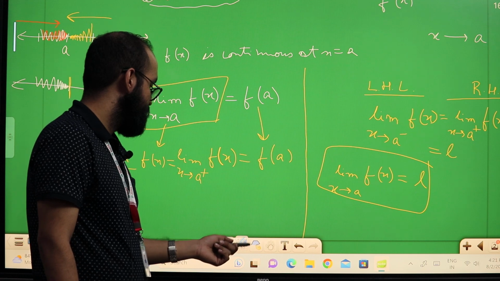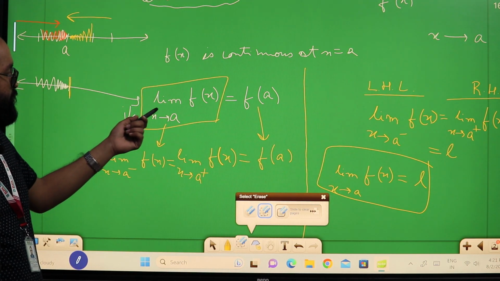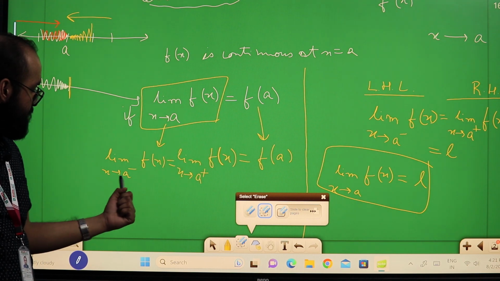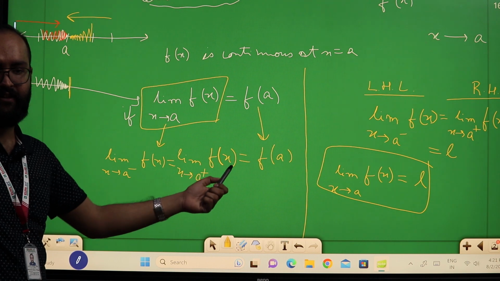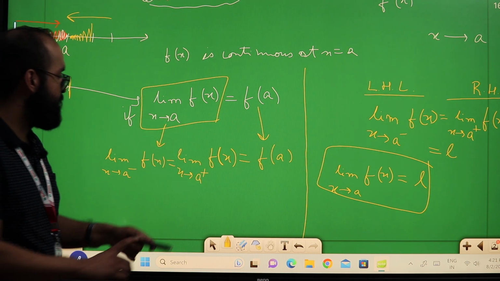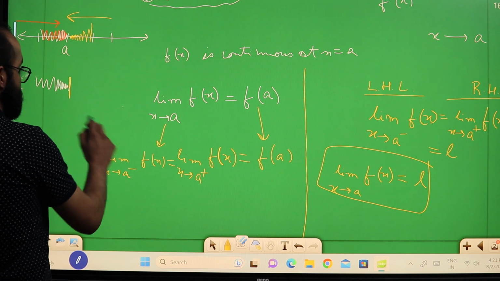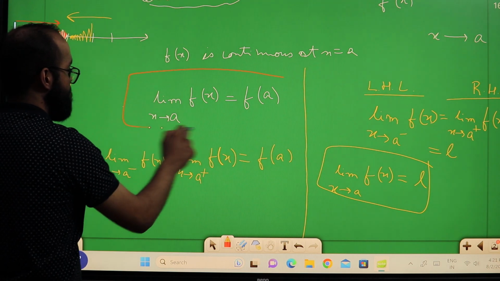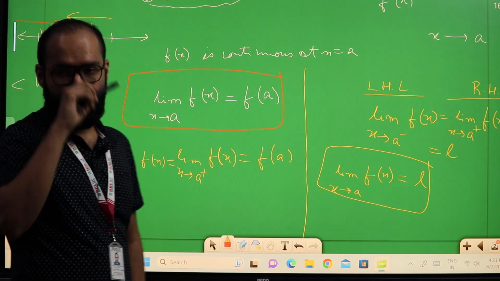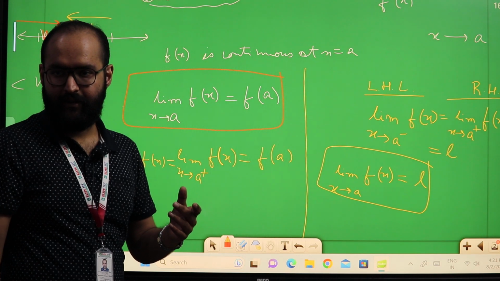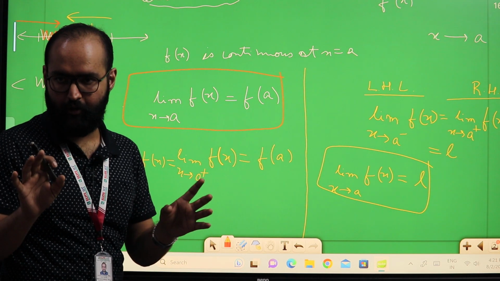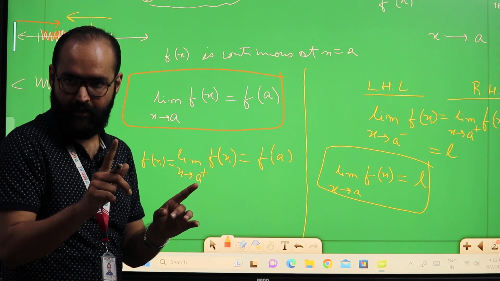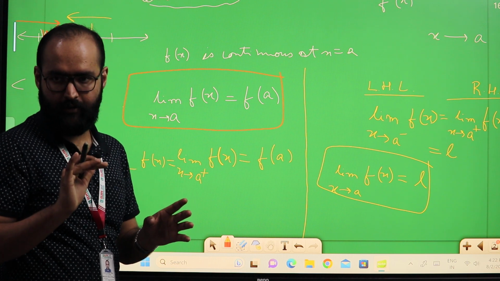Everyone? Okay. So as I said, sometimes you may need to use the basic definition, limit x tends to a, f(x) equal to f(a). Or sometimes you may need to use the left hand limit, right hand limit. When do we need to use the first one and when the second one? The first one we need to use if your function is defined in the same manner when x is not equal to a, and in a different manner when x equal to a.